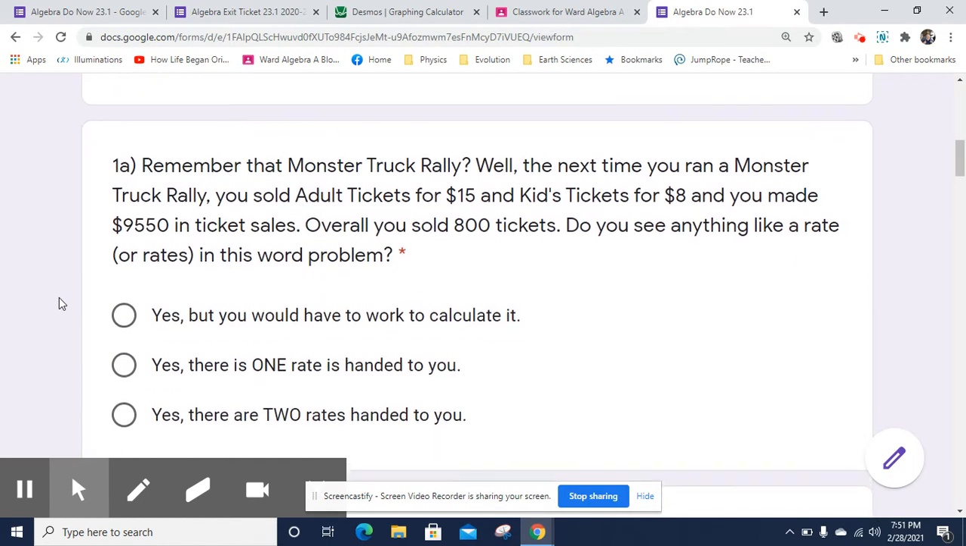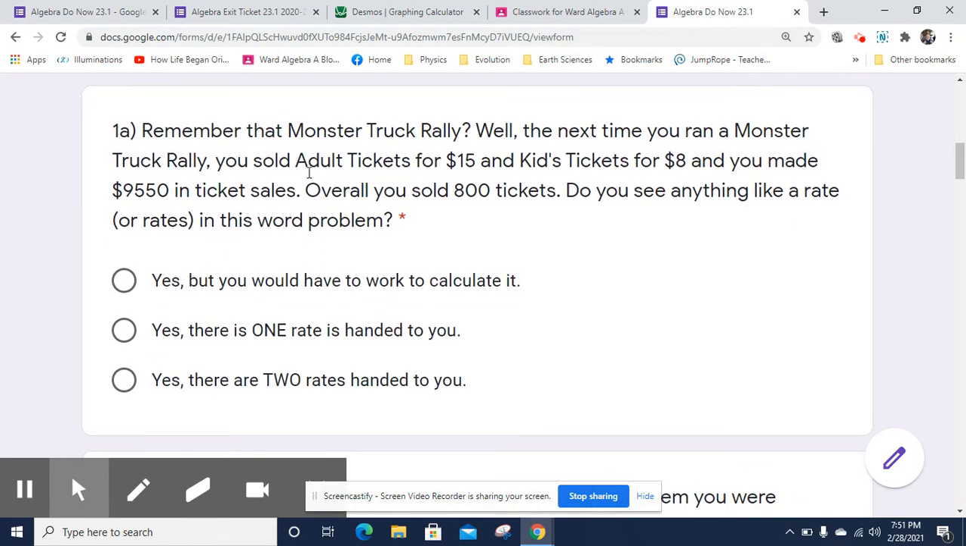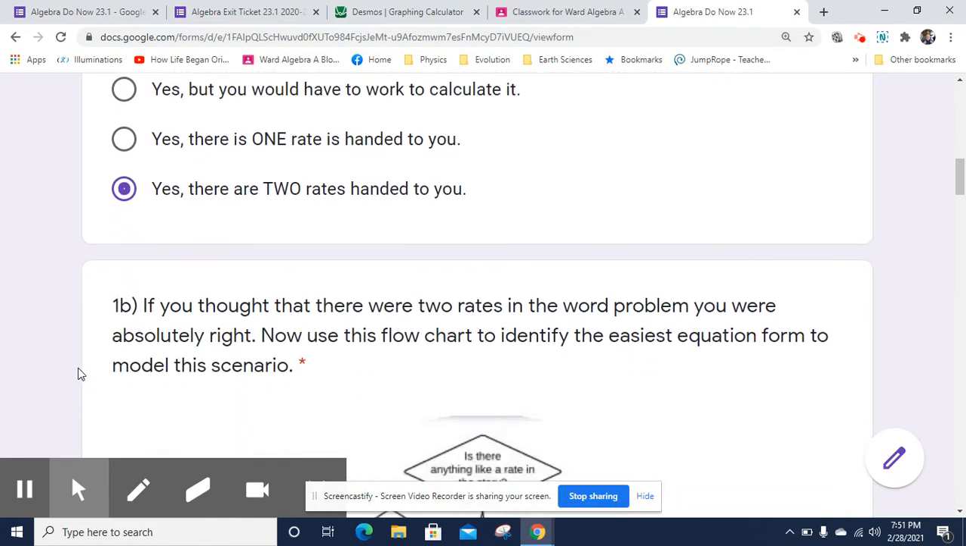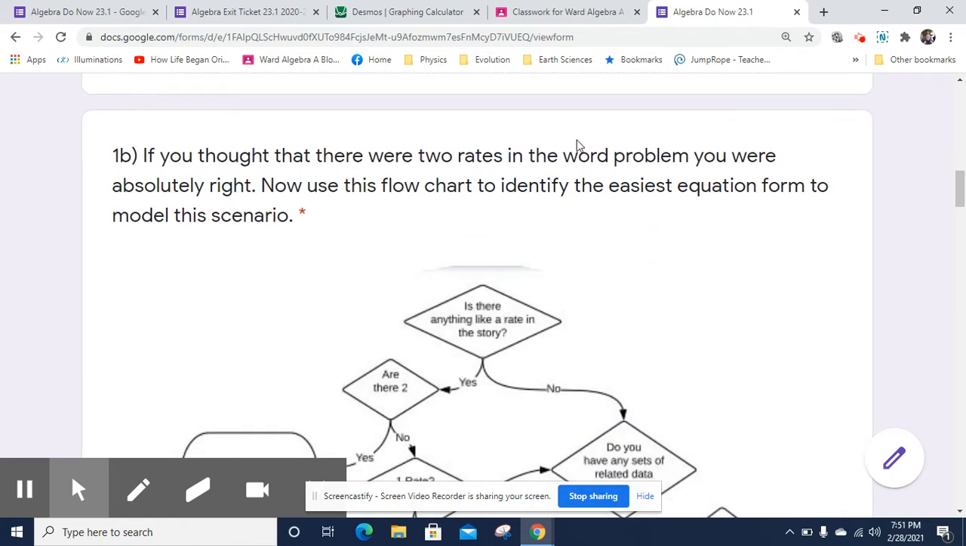So remember that monster truck rally? Well, the next time you ran a monster truck rally, you decided to sell adult tickets for $15 and kids tickets for $8. And you made $9,550 in ticket sales. Overall, you sold 800 tickets. Do you see anything like a rate or rates in this? It's actually handed to you. And it's not just one rate, but two rates, because there's $15 for adult tickets and $8 for kids tickets.